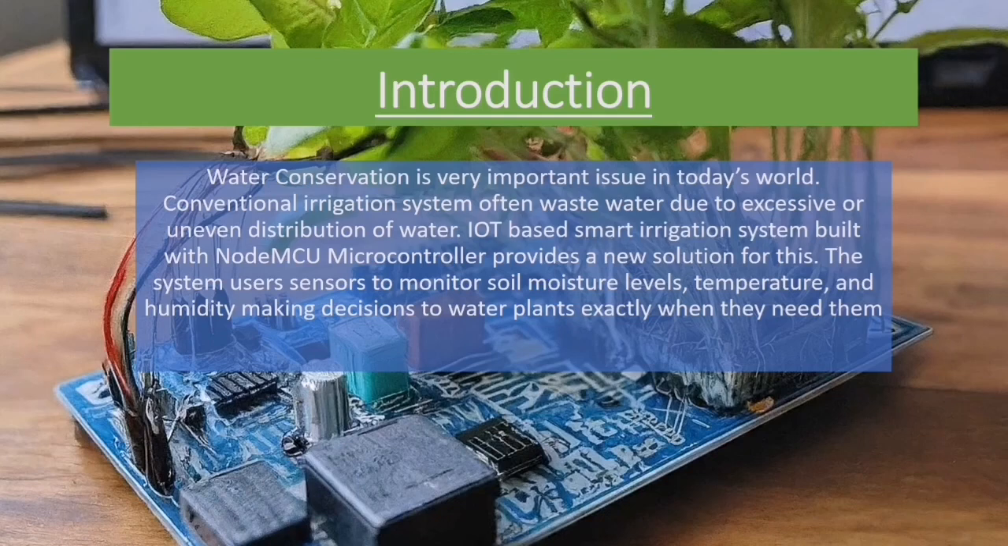In this presentation, we will introduce a smart irrigation system designed to optimize water usage and improve plant health. The system uses Internet of Things technology to remotely monitor and control the field based on real-time sensor data.